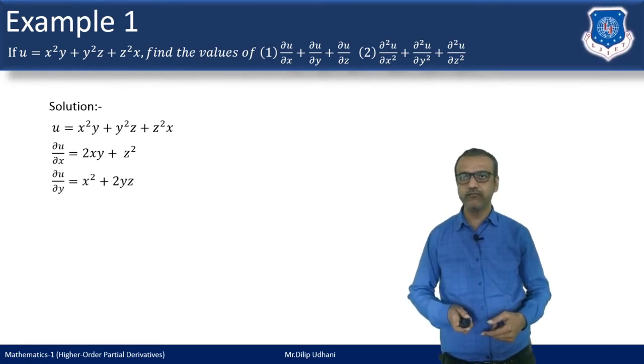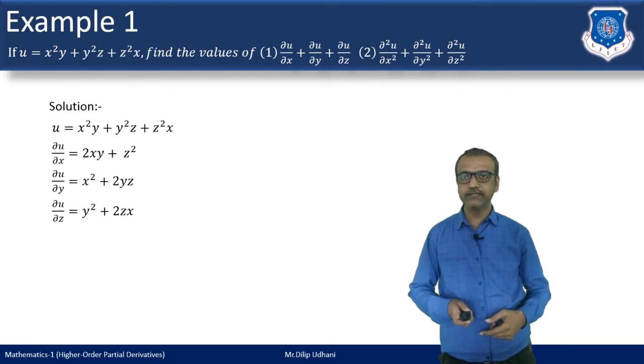Now similarly, we will find del u by del y. To differentiate u partially with respect to y, we will keep x and z constant. For the first term, x square is constant and the derivative of y with respect to y is 1. Now for the second term y square z, the derivative of y square is 2y and z is constant, so the answer is 2yz. Now similarly for z square x, it is constant, so its derivative will be 0. Now we will see del u by del z.